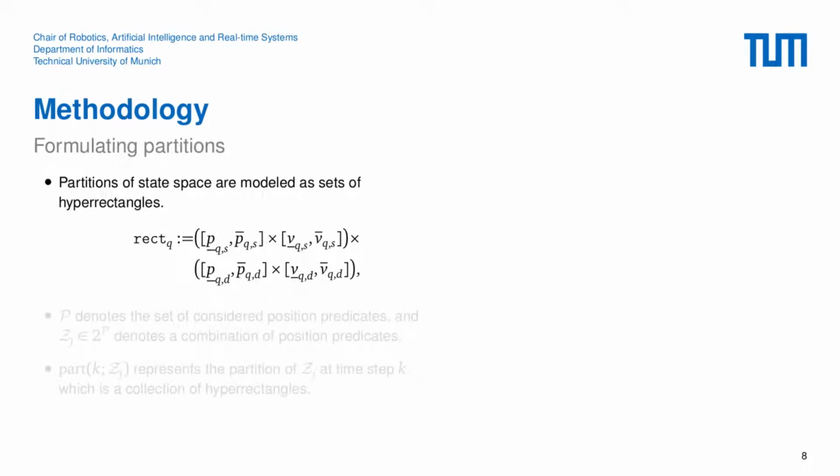We proceed with explaining formulations of partitions. Partitions of state space are modeled as sets of hyperrectangles. These hyperrectangles are again Cartesian products over the position and velocity domains.